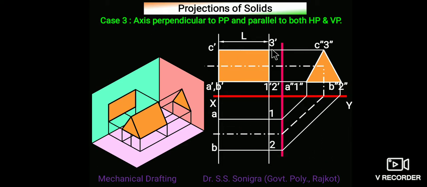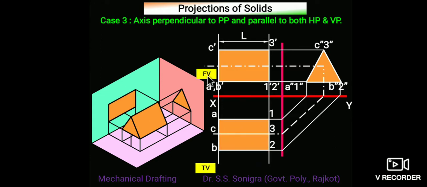Yes, C dash 3 dash is here. C double dash 3 double dash is here. So project point C3 on this top view: a vertical line from here, a 45 degree line, and a horizontal line. Yes, so here C and here 3. If you look from top, point C would be here in the middle between A and B. Here are A, B and C, right? So C3 is this one, and this is the top view of the given solid. So this is the front view, and this is the top view. I hope it's clear to you.